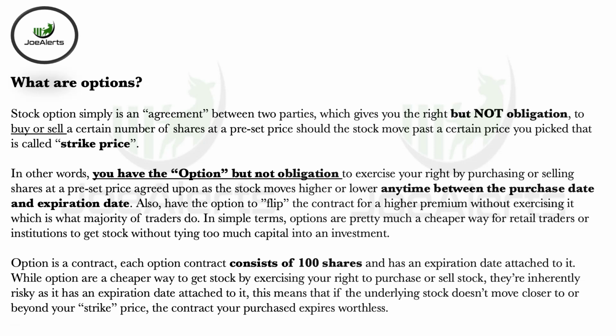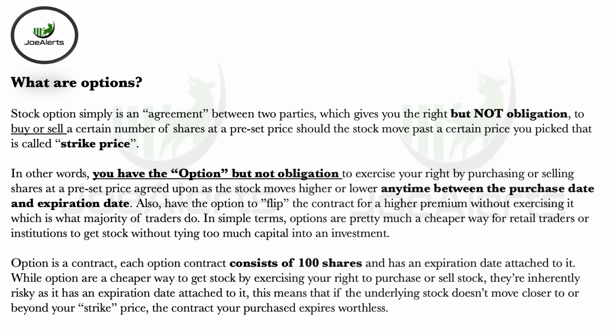Also, you have the option to flip the contract for a higher premium without exercising it, which is what the majority of traders do. In simple terms, options are pretty much a cheaper way for retail traders or institutions to get stock without tying too much capital into an investment. So essentially, options are a cheaper way to get a hold of shares, and typically people are just flipping the premiums. They do not exercise and go through all these steps unless they're like a big institution that is trying to invest billions of dollars and they don't want to tie too much capital into the investment initially.